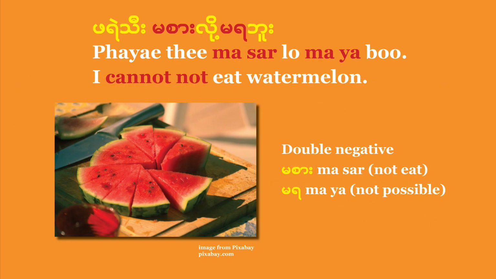But you can also do it in a double negative, like this. Paye di masalo mayabu. Quite literally, you're saying, I cannot not eat watermelon, or you cannot not eat watermelon. This involves two negative verbs. The verbs masa, the negative form of the verb sade, to eat, and the verb maya, the negative form of the verb yade, to be acceptable.